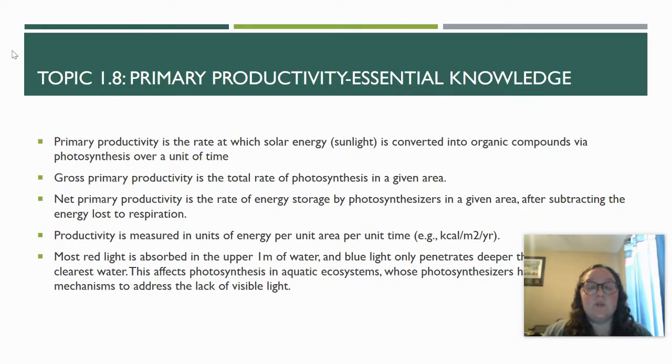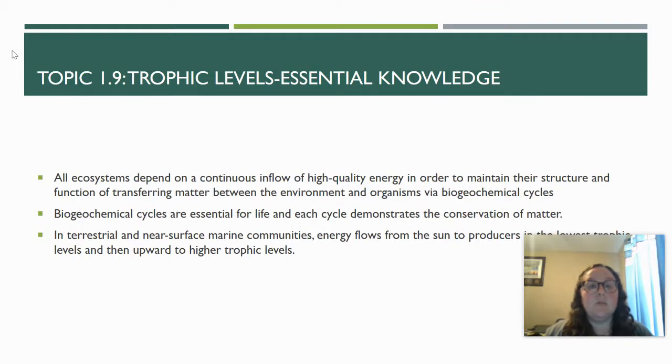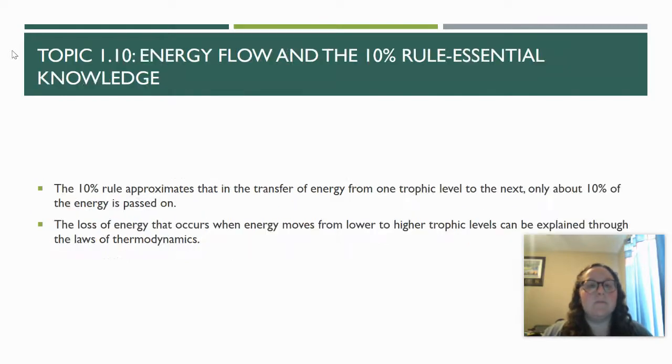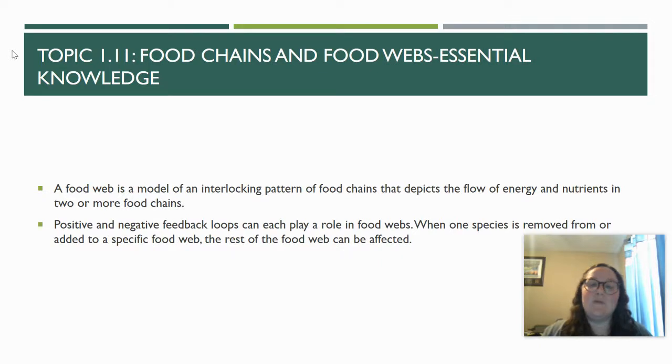One of the things we will be talking about through this module and then in class as well is primary productivity, which describes the rate at which sunlight is converted into organic compounds. We will also be looking at trophic levels, so how energy is flowing from producers all the way on up to consumers. The 10% rule, which describes how much energy is moving from one trophic level to the next. And everyone's favorite, food chains and food webs.